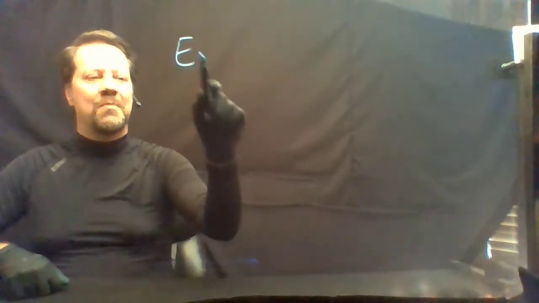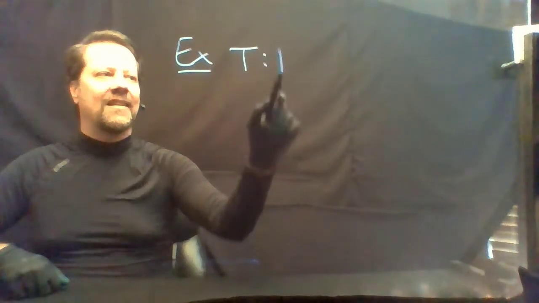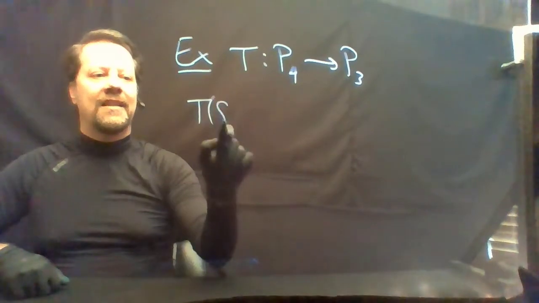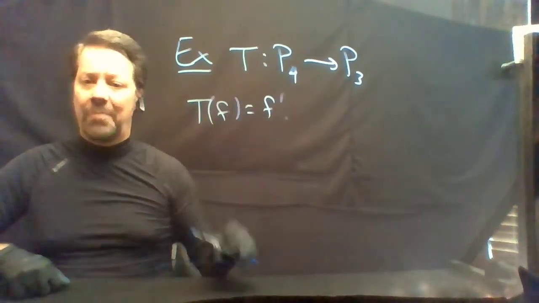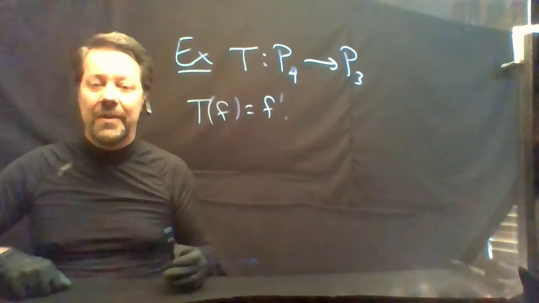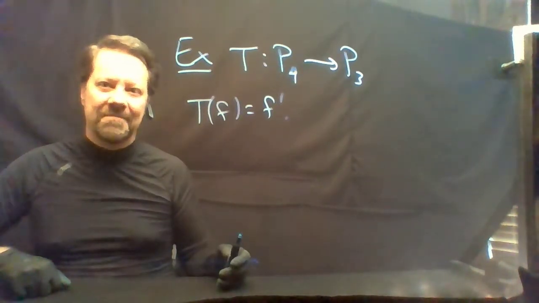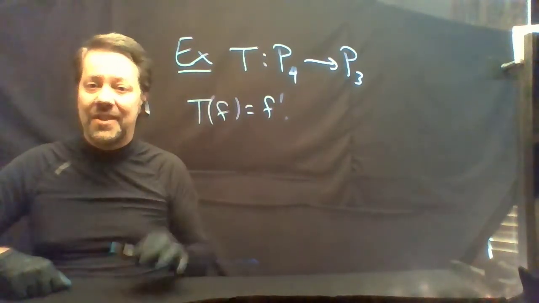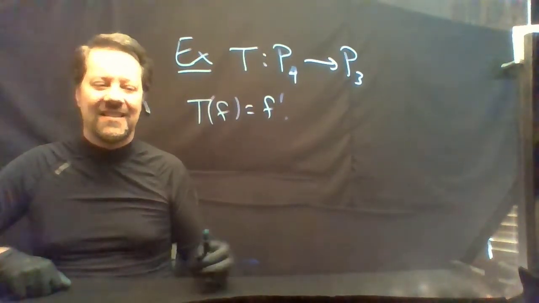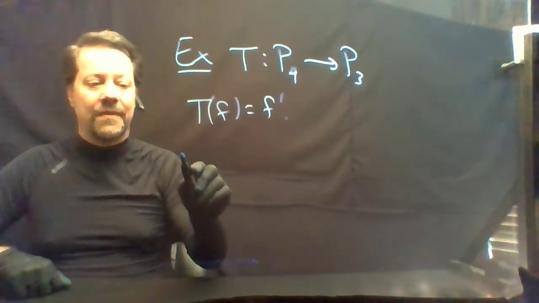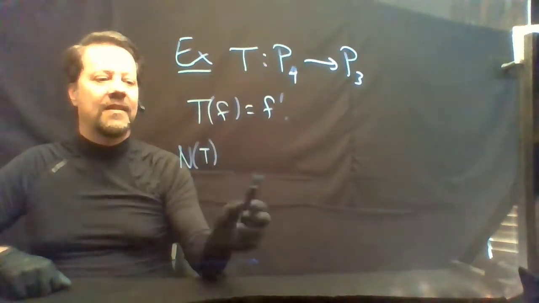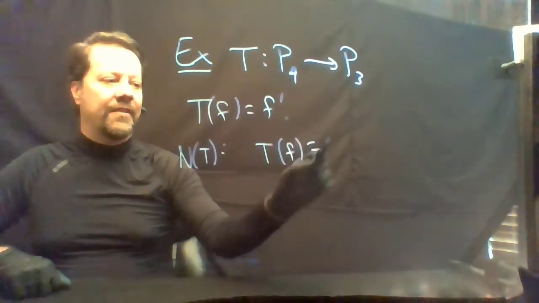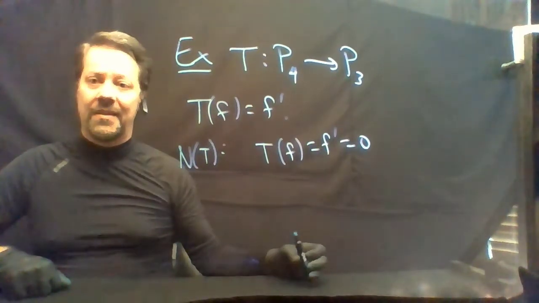In our next example, I'm going to define T, which maps P4 into P3 by T of F equals F prime. The derivative, which we have already shown, is a linear transformation. I want to find the rank and the nullity, and also a basis for the null space and a basis for the range. So let's find the null space first. It's everything that maps to 0. T of F is F prime is 0.